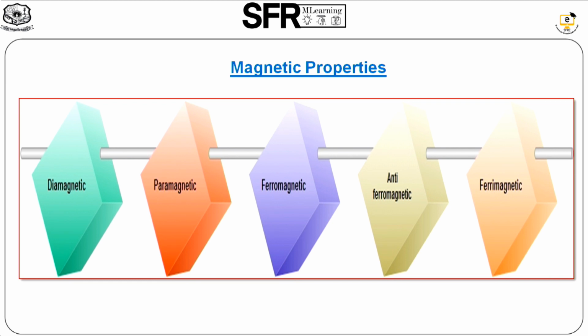Hysteresis, permeability and coercive forces are some of the magnetic properties of magnetic substances which are to be considered for the manufacture of transformers and other electronic components.